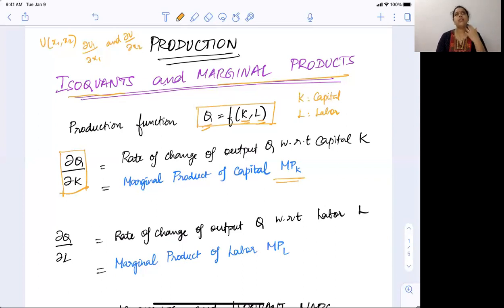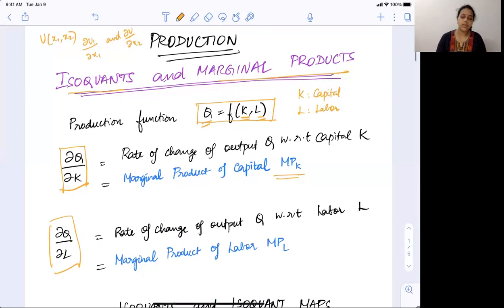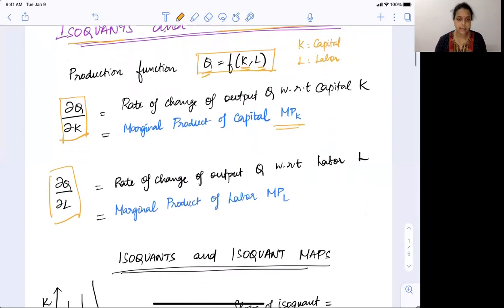So essentially, if you increase capital by a unit, what is the addition to the output? That is what dou q by dou k measures. Similarly, dou q by dou L measures the marginal product of labor. So at the margin, if you add an extra unit of labor, what's going to be the marginal addition to output? That's dou q by dou L. Now we'll see in just a moment how these two are going to feature in the isoquant.